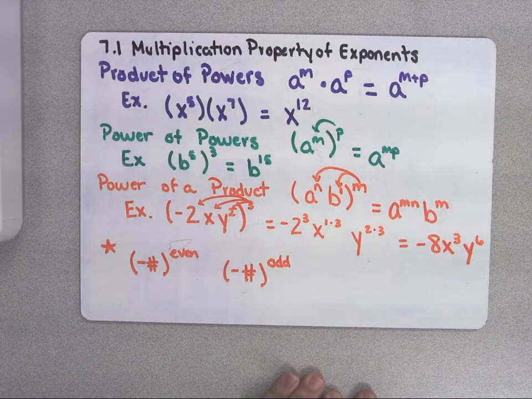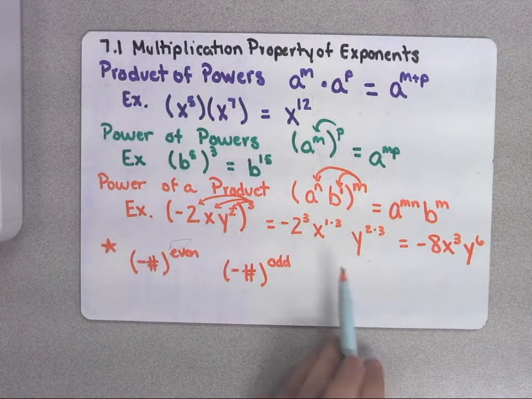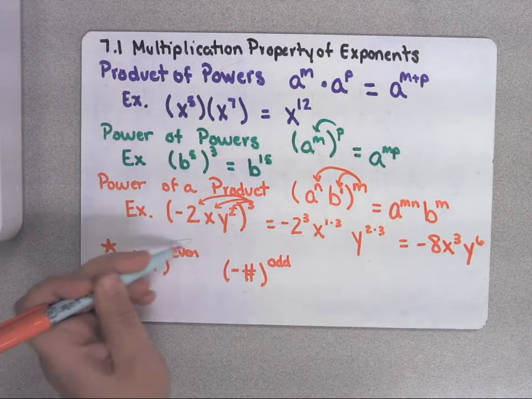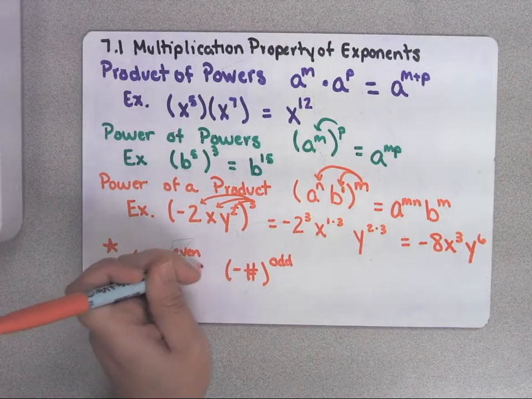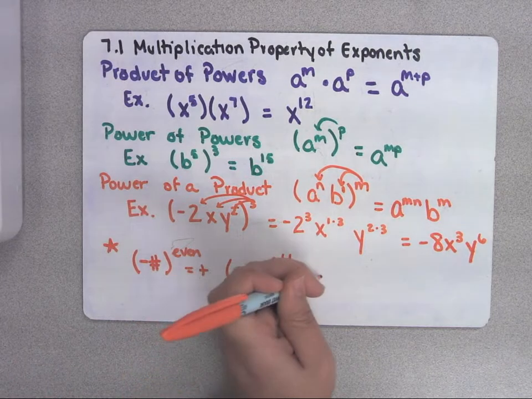Well, you don't have your hand raised, young man. Donovan? Correct. No matter what the number is, when the power is even, the answer will always be positive. When the power is odd, the answer is negative.